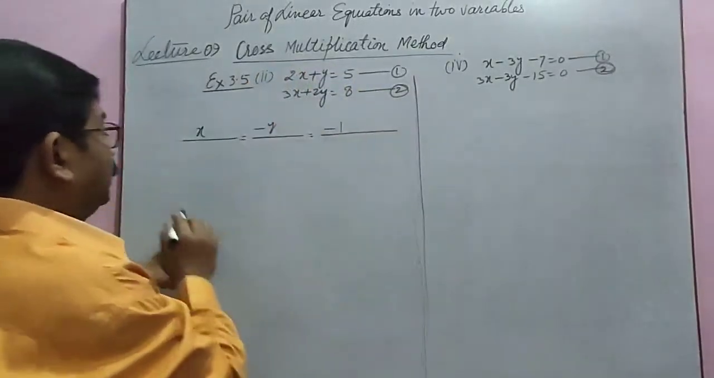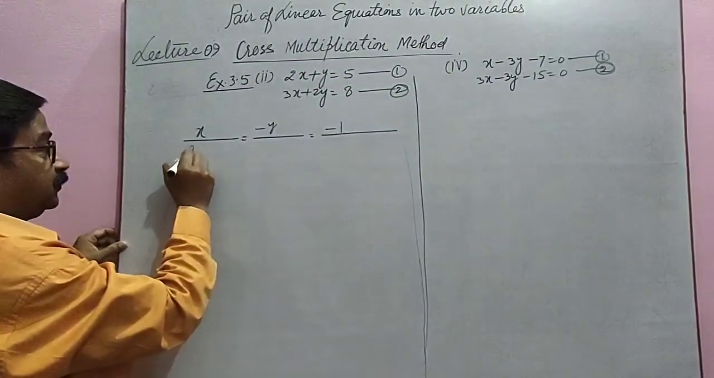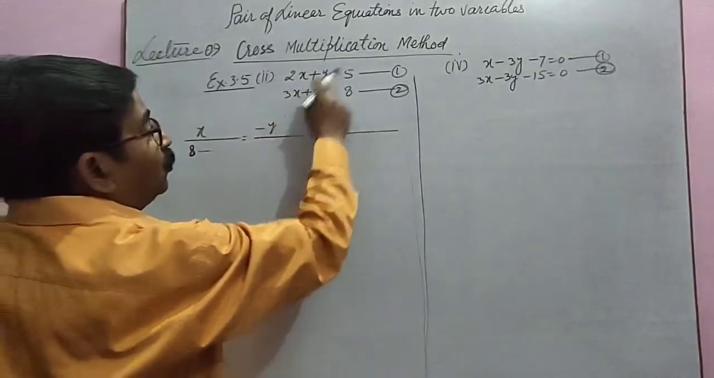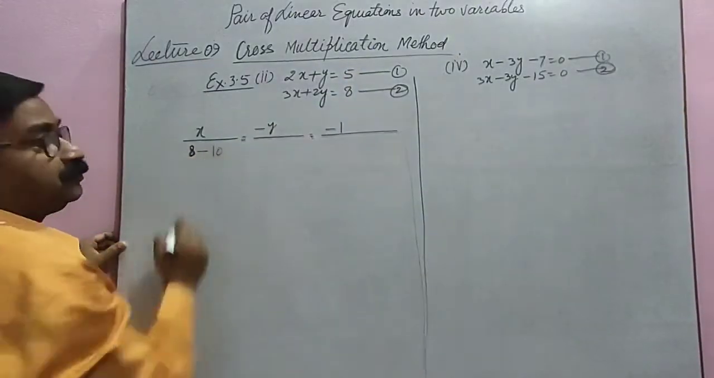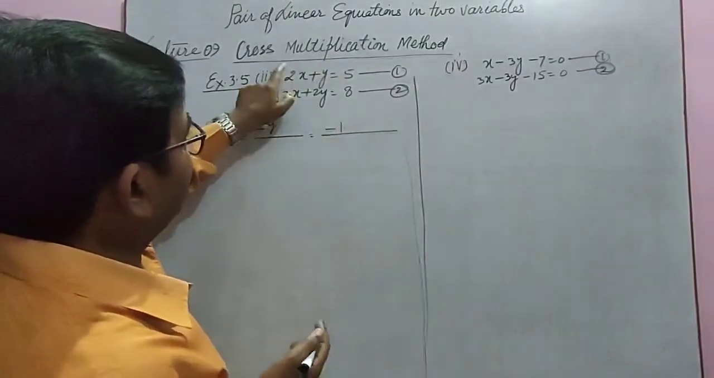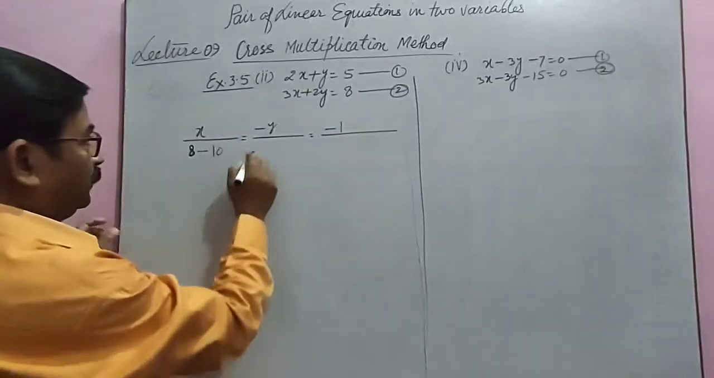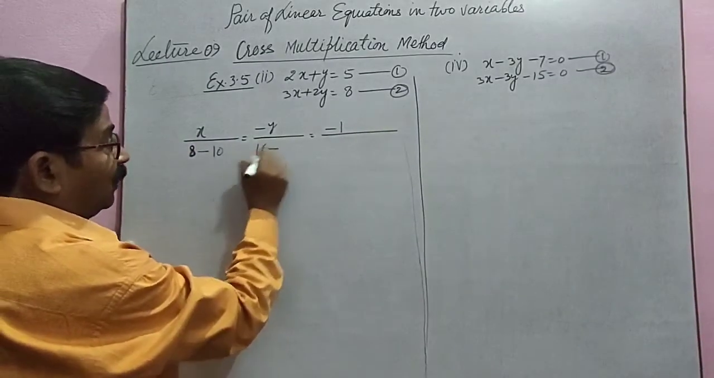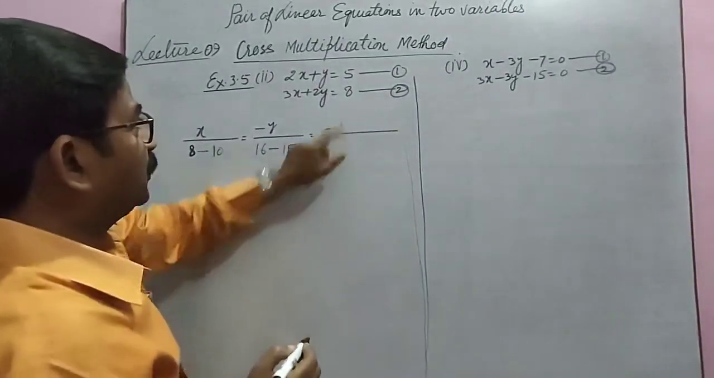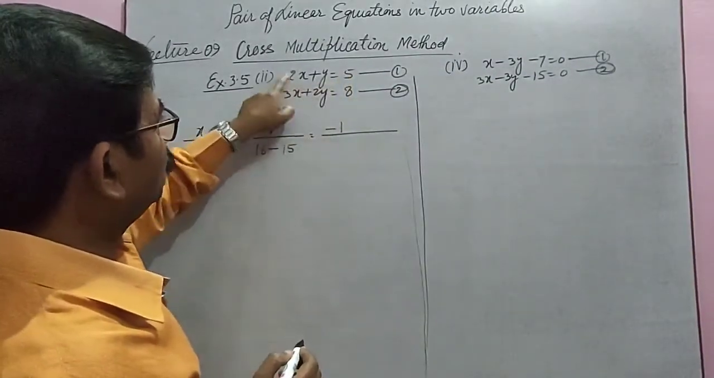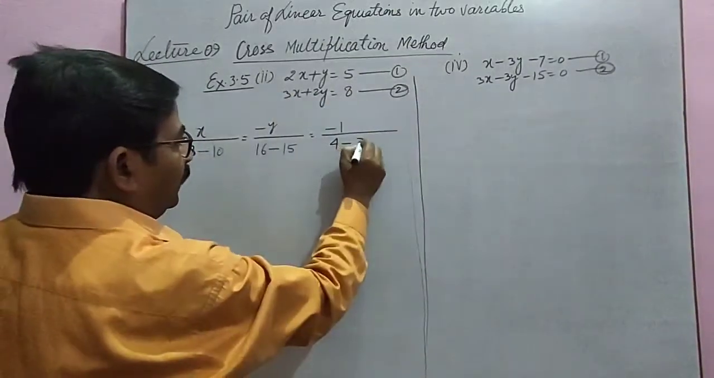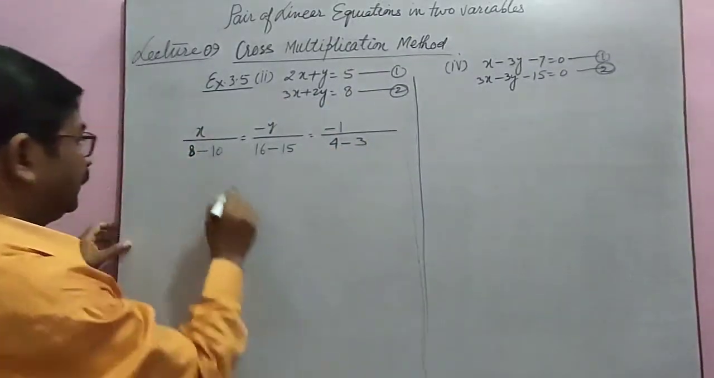1 into 8. We have 8 ones are 8. 1 into 8 minus bottom to top, 2 5s are 10. Here for y, minus y, hide this y and multiply. 2 8s are 16. 16 minus 3 5s are 15. For the constant term, hide this constant. 2 2s are 4. Minus 3 1s are 3. And after that, simplify this.